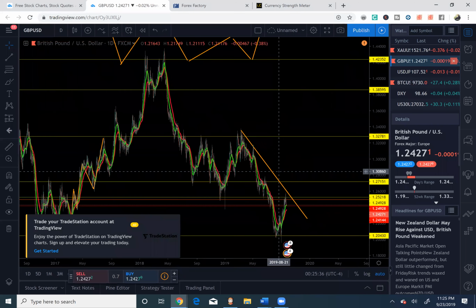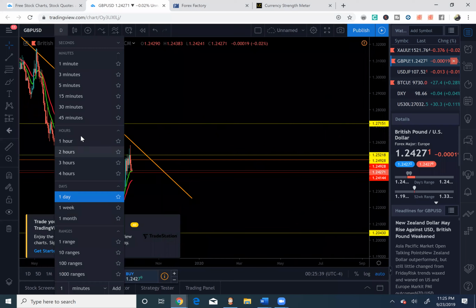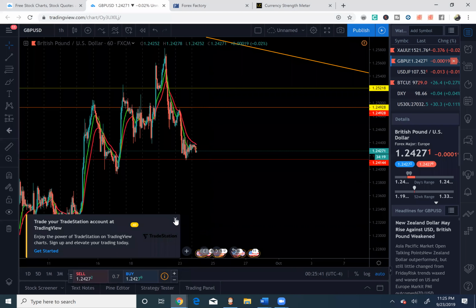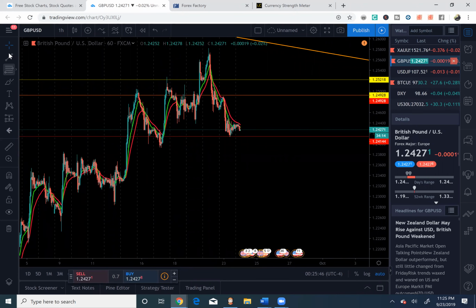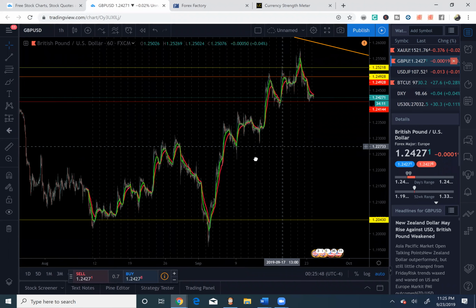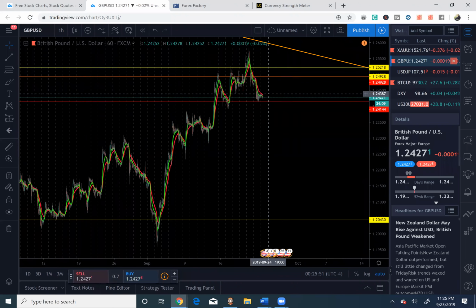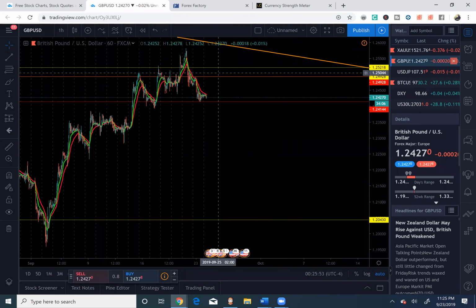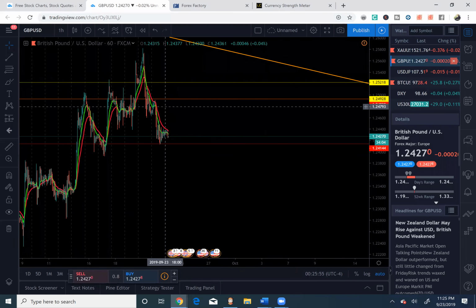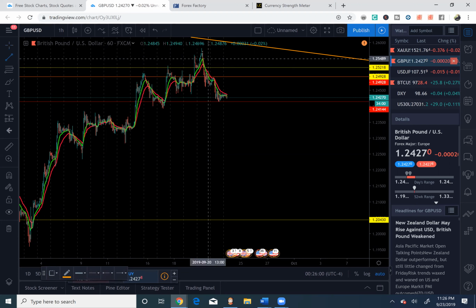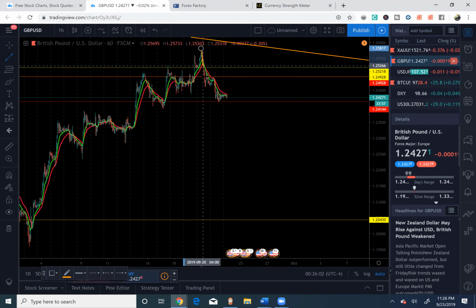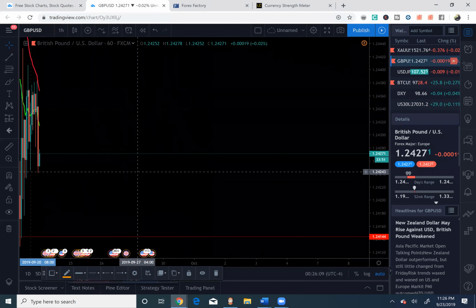So what's price doing right now? It's rejecting off the trend line. It's rejecting off the resistance line. So what I would expect it to do is this, because it's time for it to change direction. Maybe not for long, but for some good pippage.